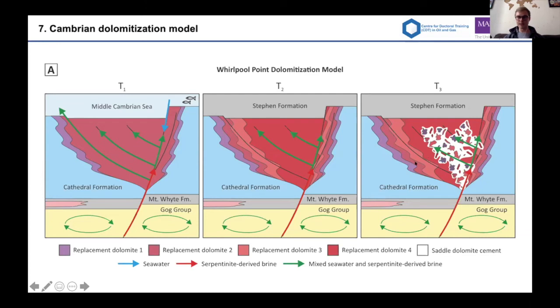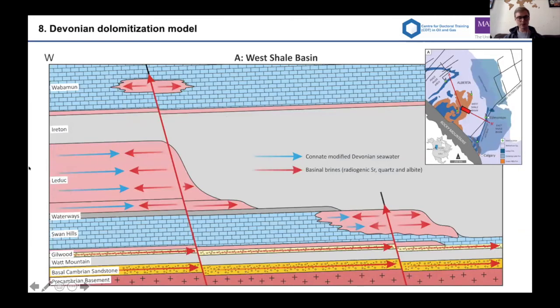After this, we don't get any more matrix dolomitization, because presumably the fluids could no longer migrate upwards into the Cathedral Formation. And then to compare this to the Devonian examples, what we have in the West Shale Basin, so just in this area, this is the area that I said had radiogenic strontium, quartz and albite.